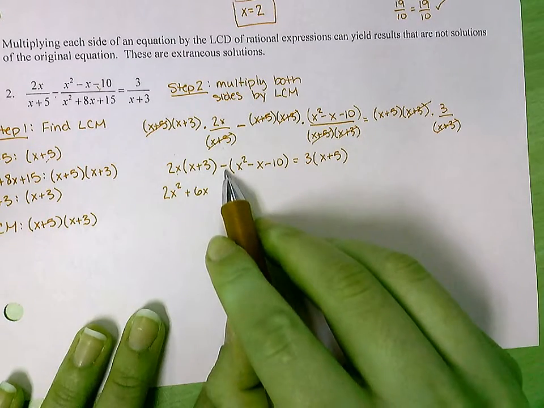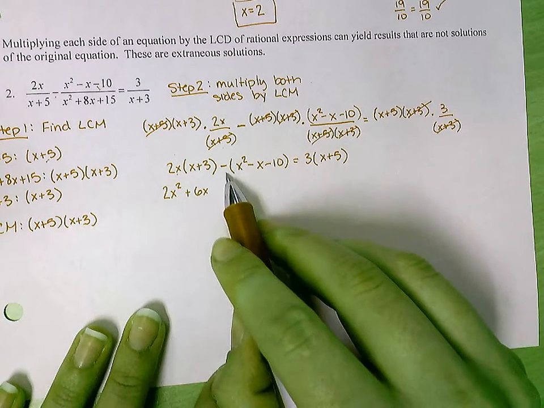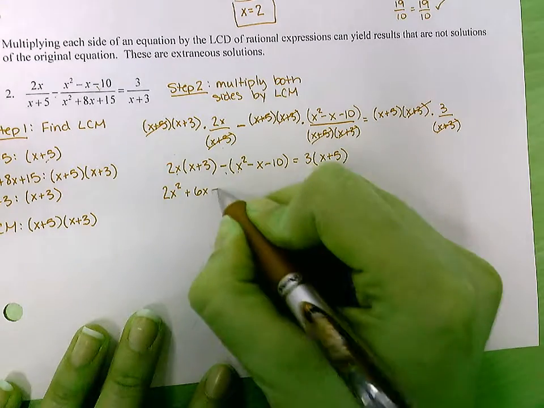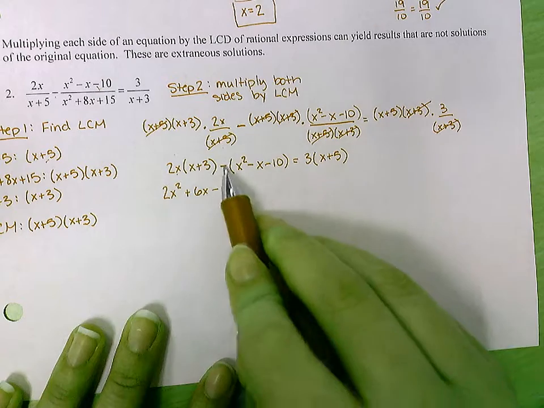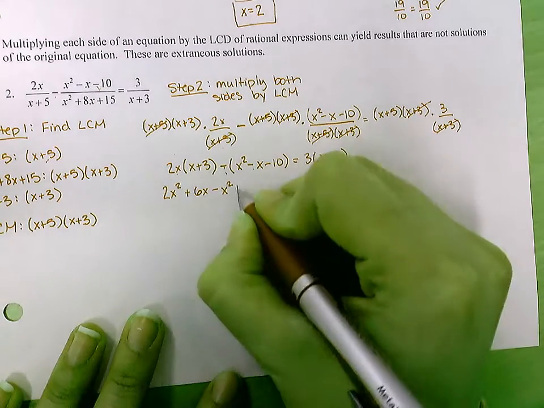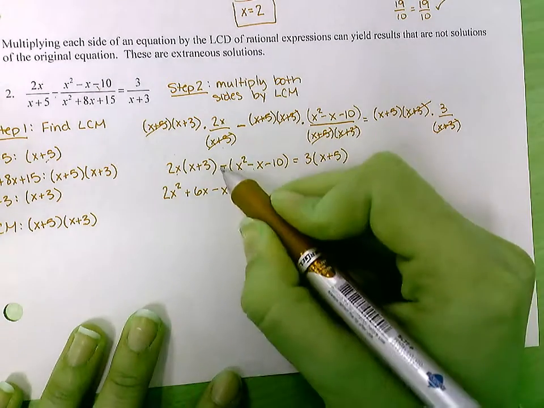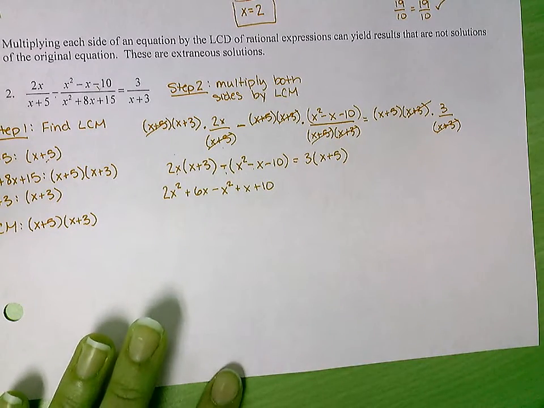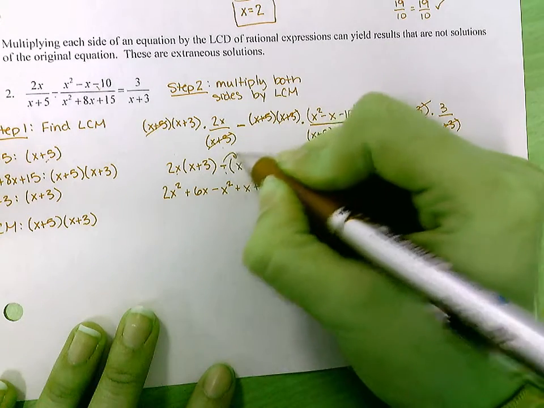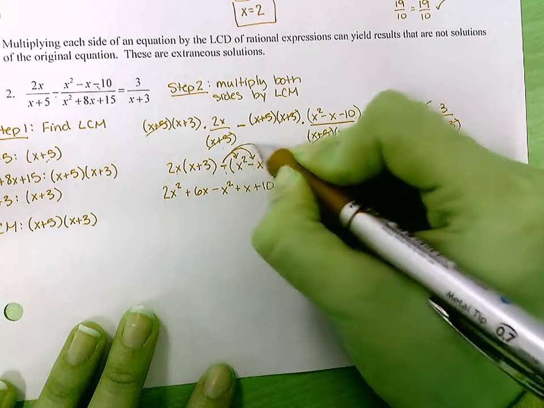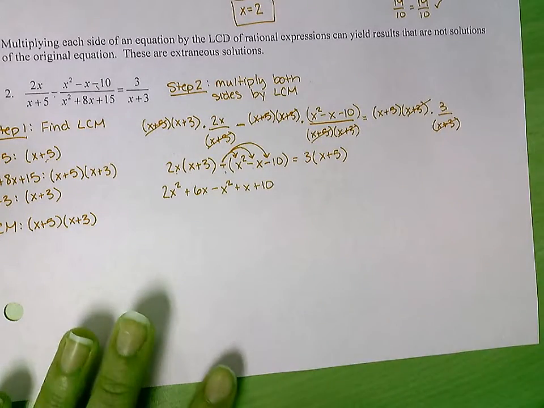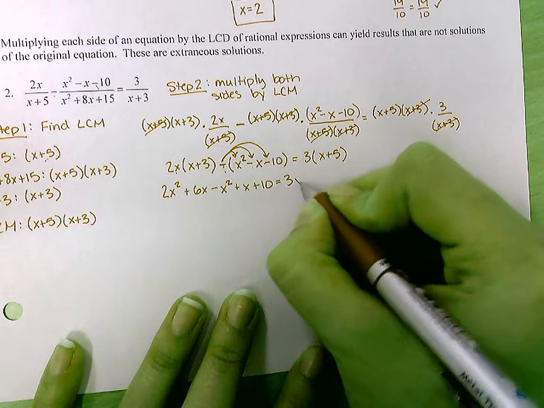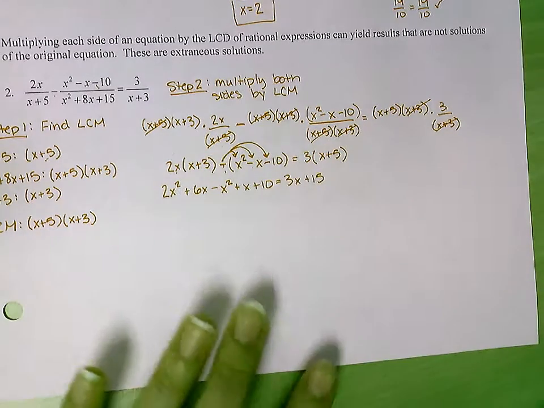I need to distribute this subtraction to all 3 of those terms. That's why I put parentheses around that. So I'll have minus x squared. I have a negative and a negative, so I'll have plus x, negative and negative, and plus 10. So I distributed this negative to all 3 of those. Now I have 3x plus 15 left on that side.